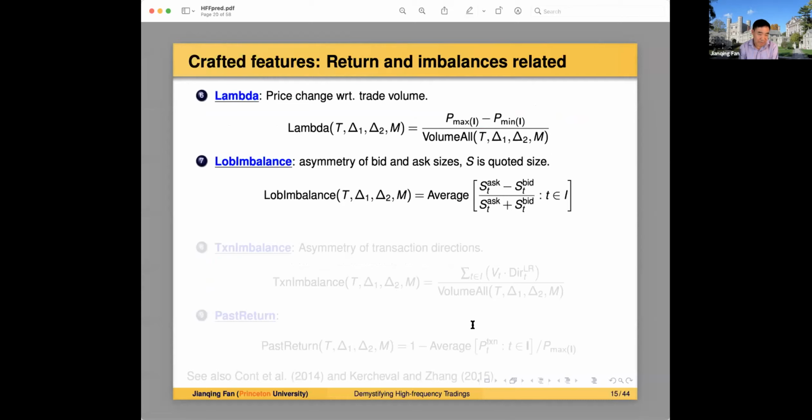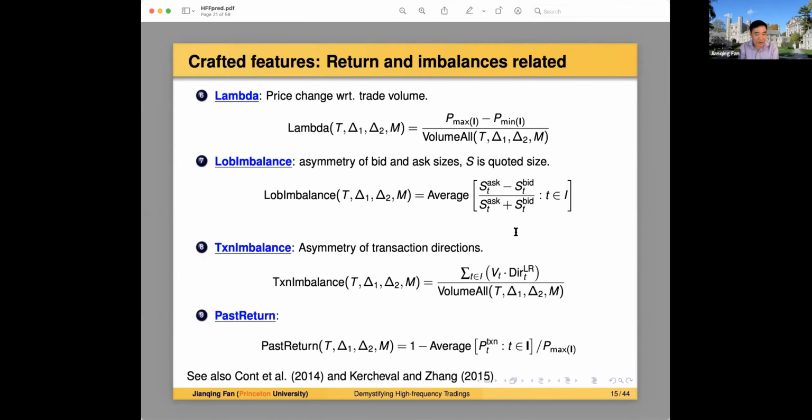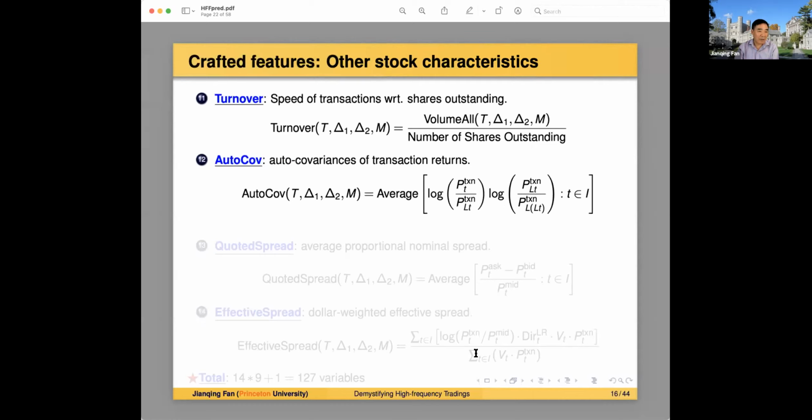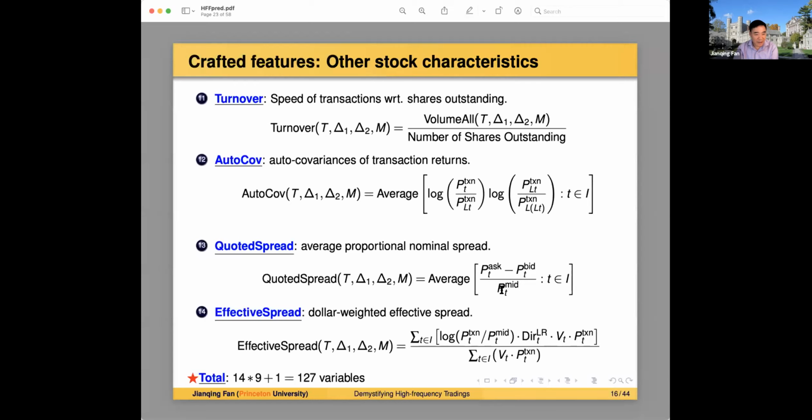And then we have return and imbalance related crafted variables. This is the maximum price change in that interval divided by total volume. And this is the limit order imbalance type of variable, which is the average bid-ask spread divided by the average price. And then we have transaction imbalance, which is defined this way, relating to the volume and so on. This is the past return. So these are the crafted features that relate to return as well as imbalance. And then we are also using other characteristics, such as turnover, autocorrelation of the transactions, and the quote spread, and the effective quote spread, which is basically the volume weighted quote spread.